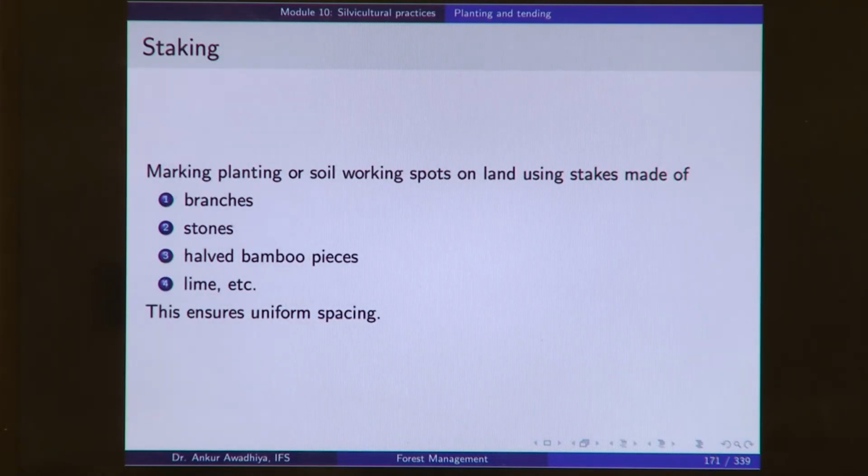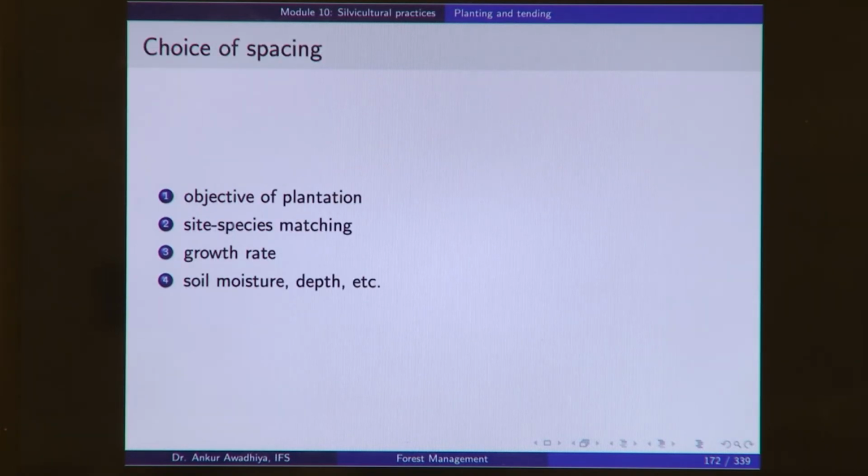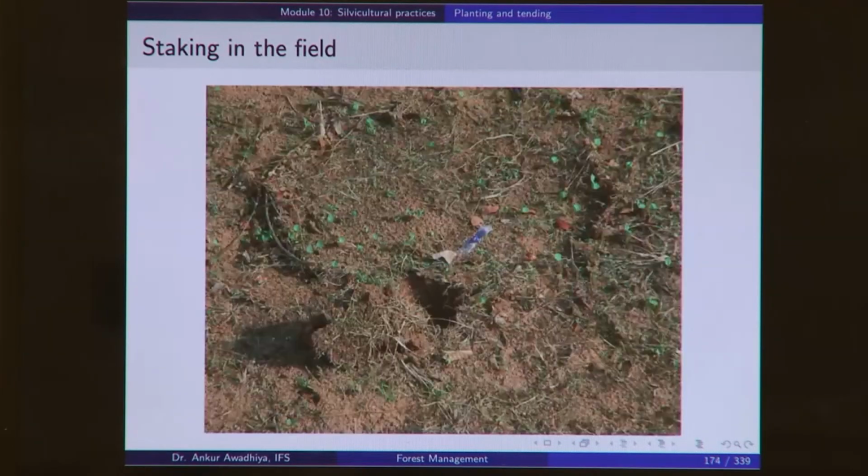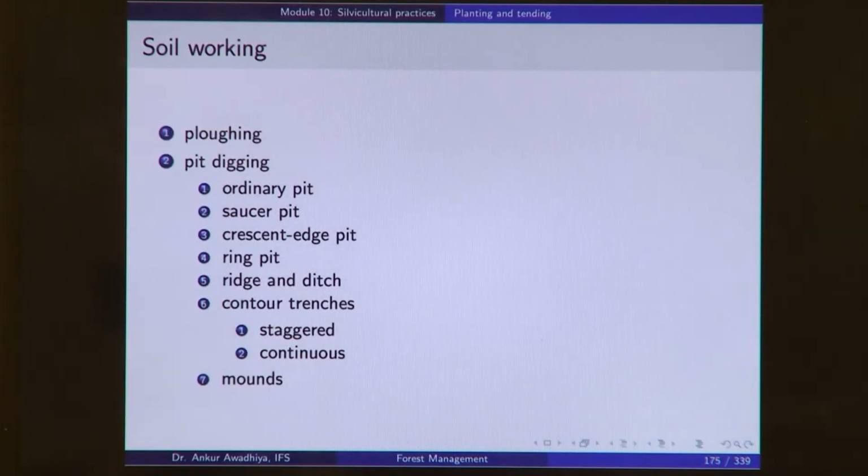Next, to ensure uniform spacing, we do a staking operation where the planting and soil working spots are marked on the land using stakes that are made out of branches, bamboo pieces, stones, lime, and so on. The choice of spacing depends on the objective of the plantation, the site and species matching, the growth rate that is expected, and the soil moisture depth, and so on. This is the person who is doing the staking. This point is marked on the ground, and then the soil working needs to be done.